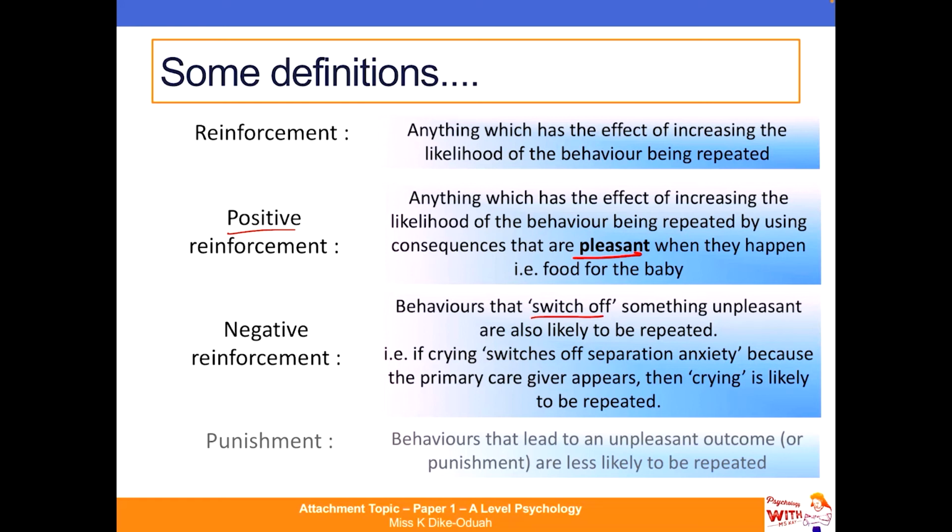Punishment is any behavior that leads to an unpleasant outcome, and these types of behaviors are less likely to be repeated. So, for example, if every time you fail to complete your homework, I ask you to give me £5 for our psychology no homework fund, that unpleasant outcome means that you are less likely to repeat the behavior of not completing your homework. And that would be a punishment.